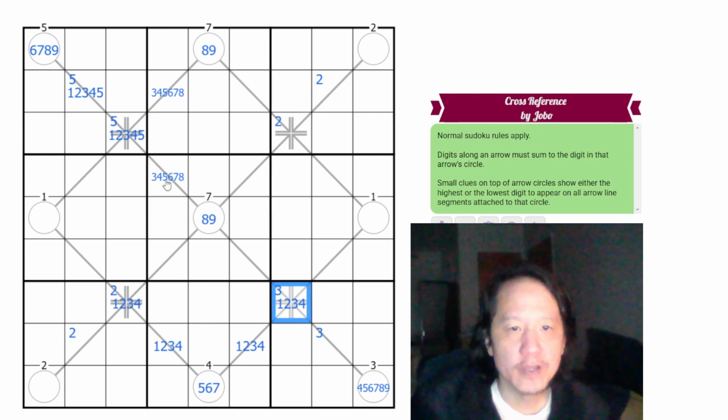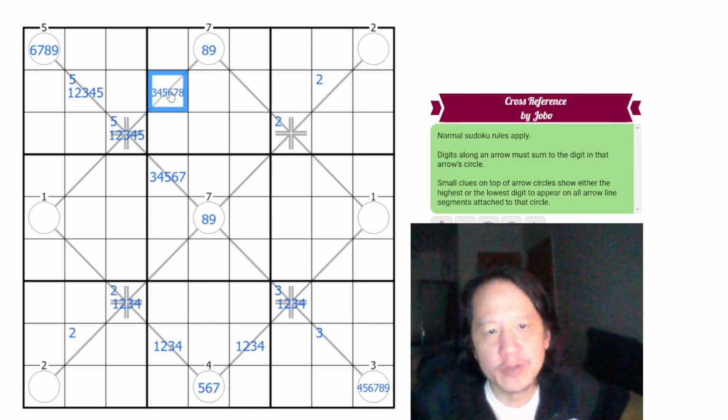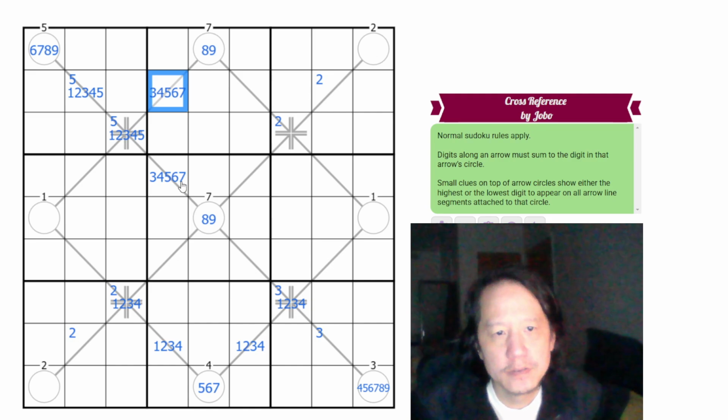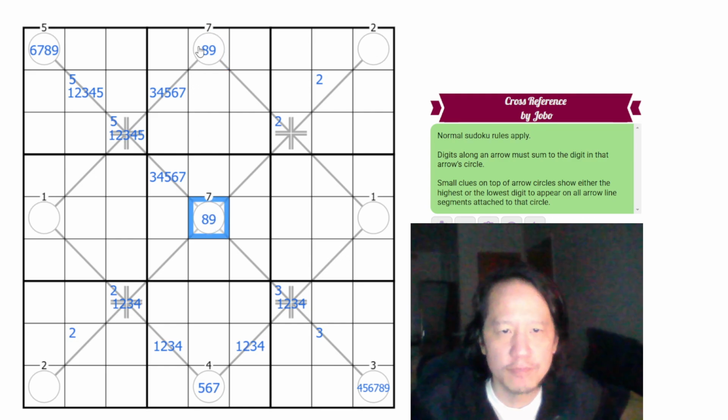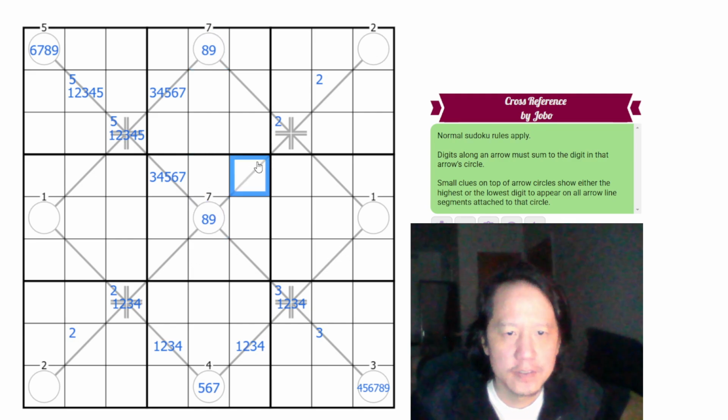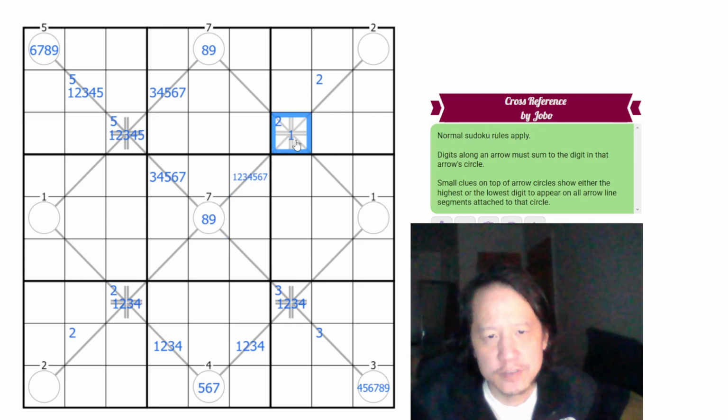Oh, this can never be 8. This can never be 8. This can never be 8. So this can never be 1 here, right? If this were 1, one of these would have to be 8 to add up to 9. But we know that 8 can never be on this segment, right? Because 7 is the highest. 7 can never be the lowest digit. So this is 1 through 7 also. This is 1 through 7. These are 1 through 7, 1 through 7, and 1 through 7.